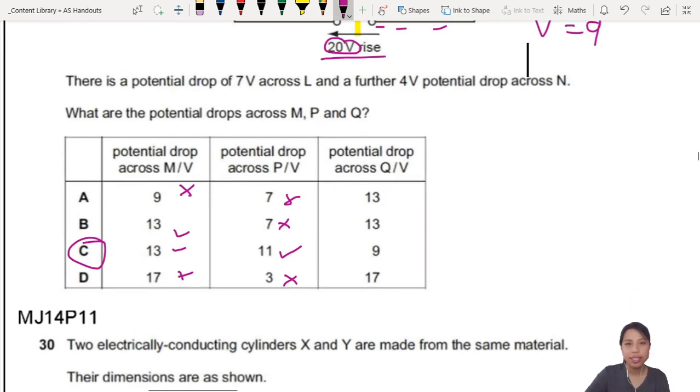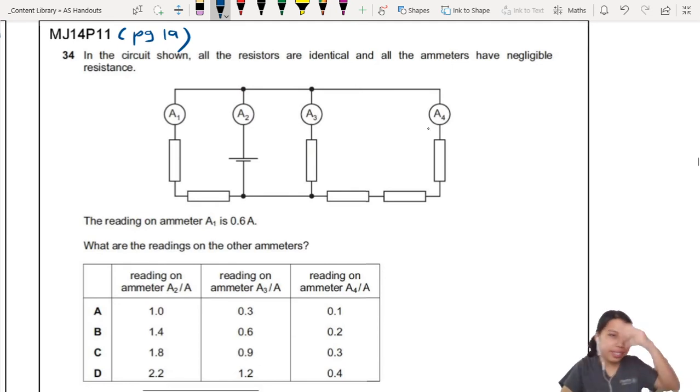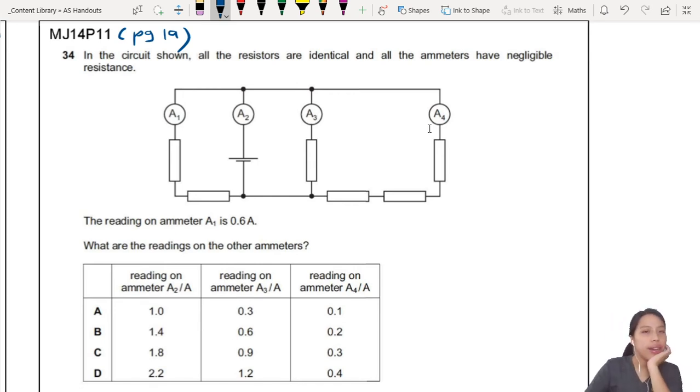Ding, ding, ding. Let's look at this interesting question on page 19. This one, I will say, please try out, must try out. If you need to take a break and go to sleep, wake up and continue, also can. Here you have resistors, all identical. And ammeters of negligible resistance, so they don't have resistance, okay, good lah. Reading on ammeter 1 is 0.6. What are the readings on other ammeters? That's all the info they give. Wow. Look at this circuit. Loop and loop and loop.